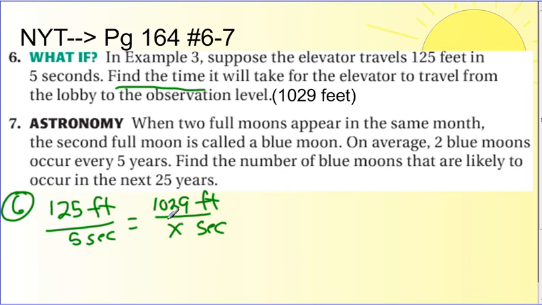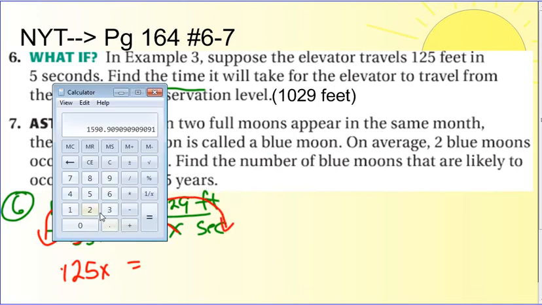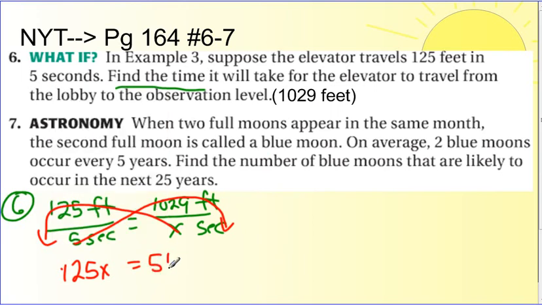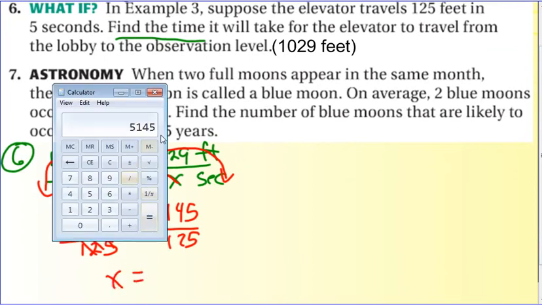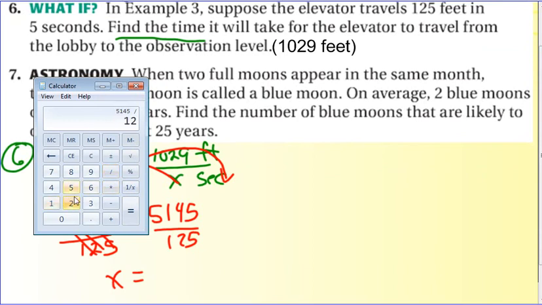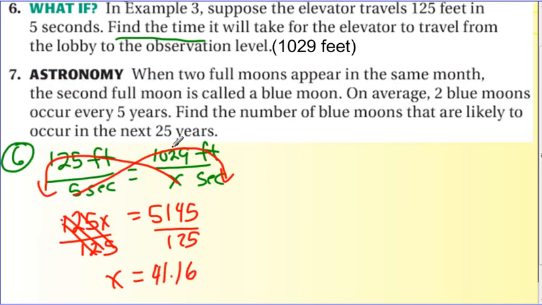Let's cross multiply. So x times 125 is 125x. 5 times 1,029. 5 times 1,000. And then we cross multiplied. Now we solve. Divide by 125, divide by 125, because that makes this go away. X equals, see, there's our 5,000 number, divided by 125 equals 41.16, and our label would be seconds. So it would take 41 seconds to travel that elevator.